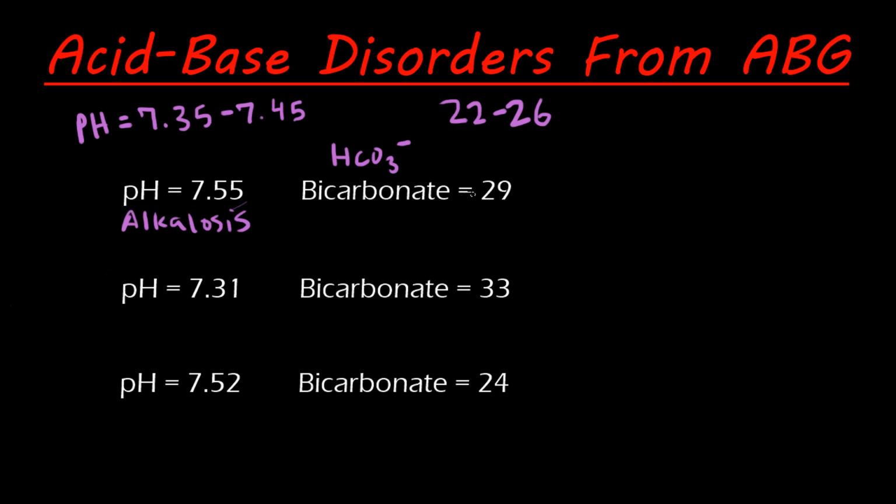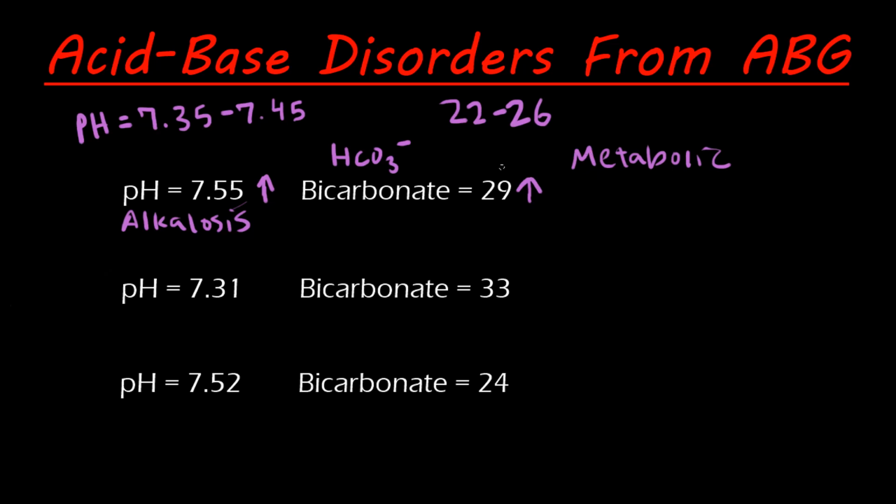And our bicarbonate, is it above or below our range? Let me go ahead and mark this one. Alkalosis was above our range, so we're going to draw a little up arrow. Bicarbonate, 29, is above the higher limit of our range, so we're also going to draw an up arrow. These two are both going up. If they are both going in the same direction, this is going to be metabolic, because they're both above the normal range.